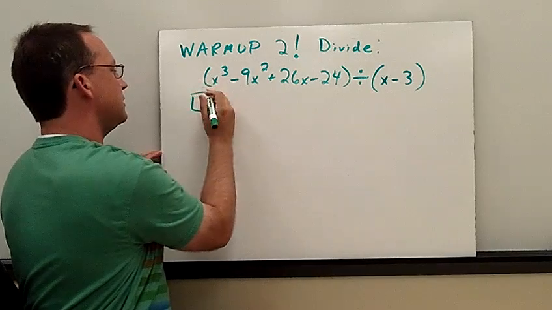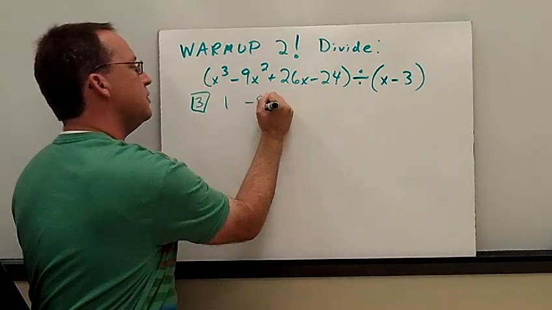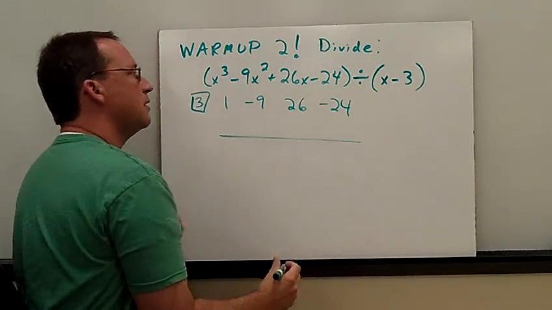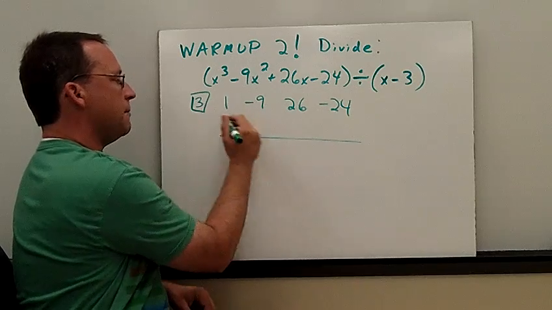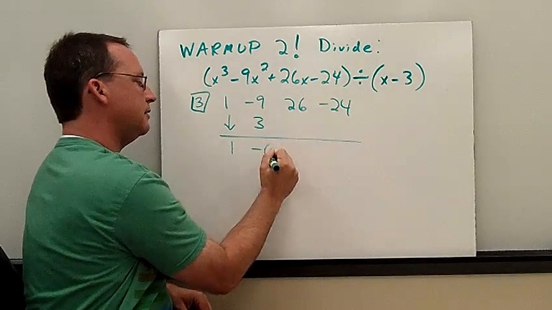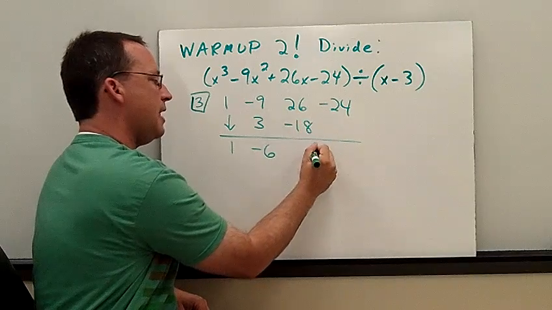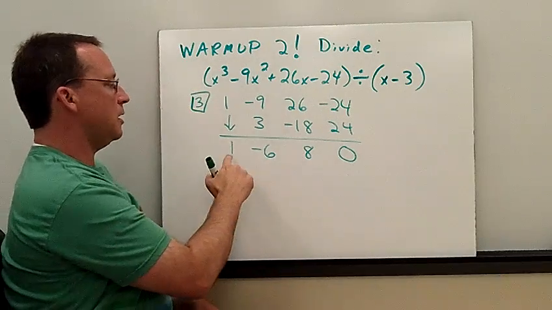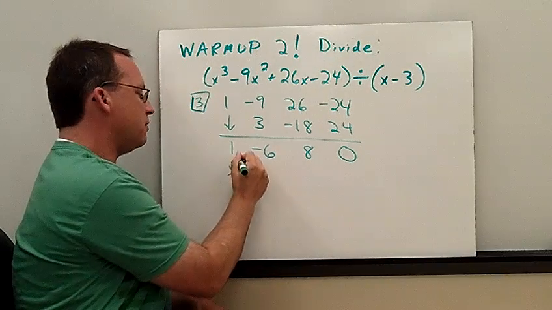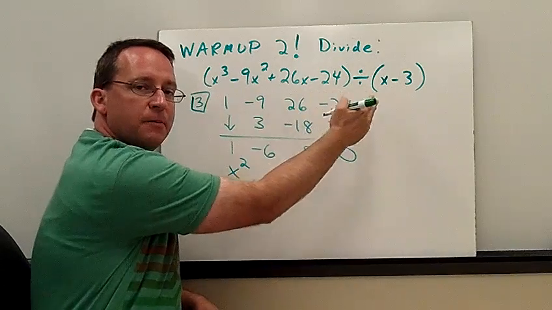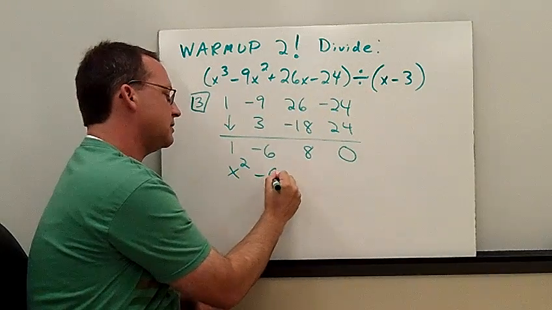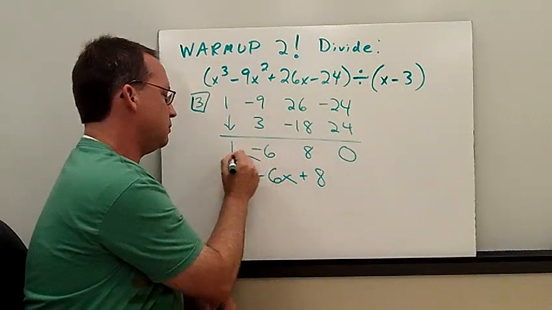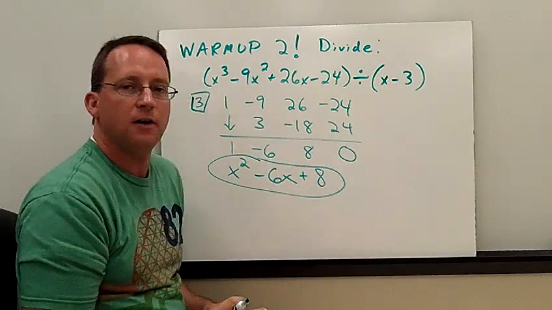Positive 3 will go out in the box here. Write down my coefficients. Notice none of them are missing, so I don't have to worry about putting any zeros in there. And drop down that 1, I multiply and I add. Multiply and add. Multiply and add. So we end up with a 1x squared, because this is an x to the third divided by x, minus 6x plus 8, and no remainder in this case. So this would be my solution to that division problem.